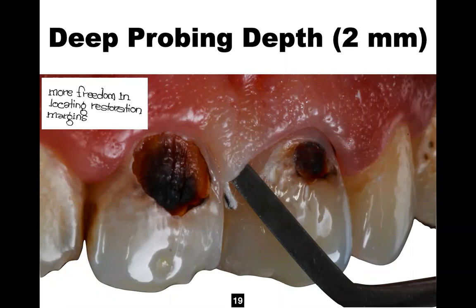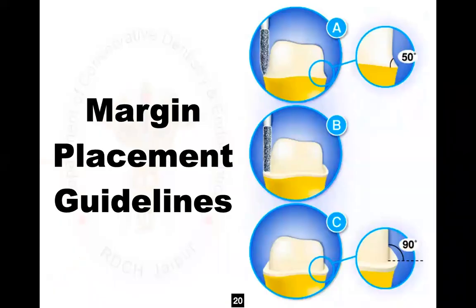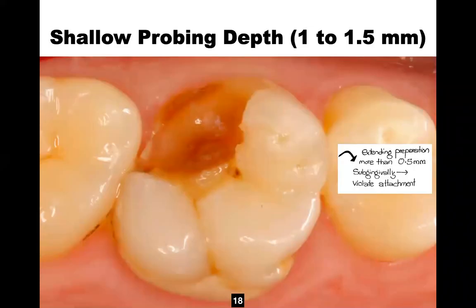At this point, you have to know that, okay, I have more freedom in locating restoration margins. I can either place them subgingivally depending on the carious lesion, or I can even place them equigingivally. I know it is a little hard for you to understand, but let's come back to this case and discuss it more. If you have a shallow probing depth, what you have to take from the slide is that I can't just place the margins wherever I want, subgingivally, supragingivally or equigingivally. If you do so, you're definitely going to violate the attachment and eventually violate the biologic width.